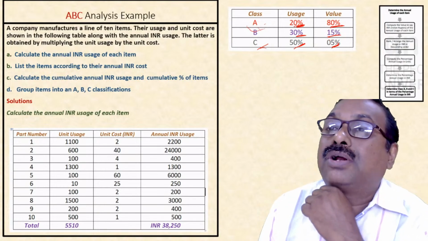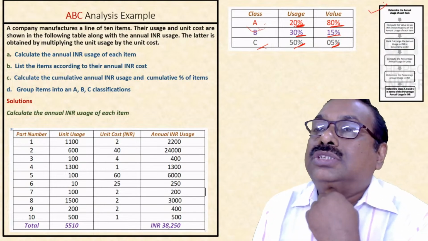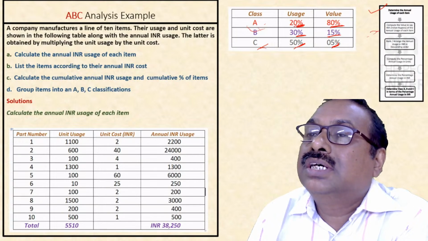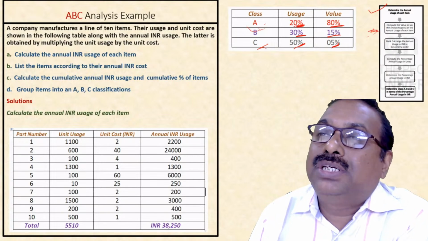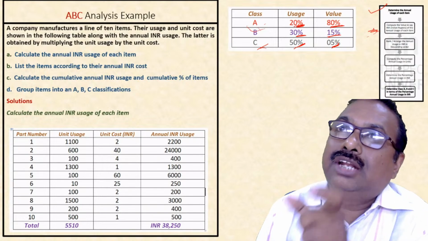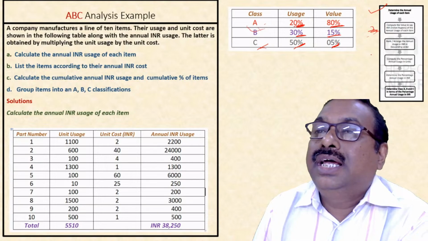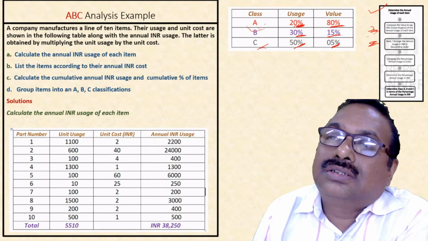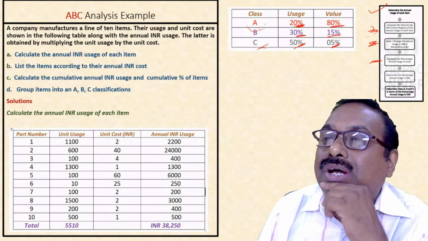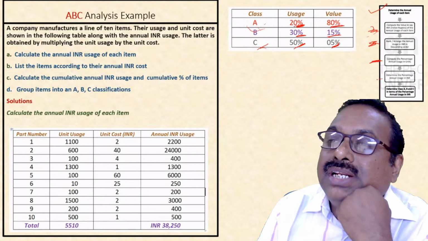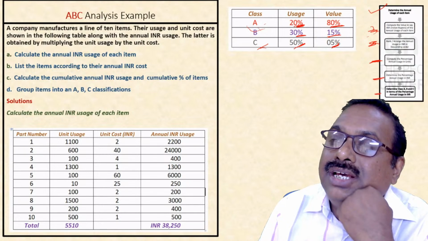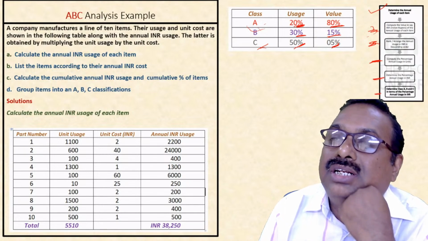So here, this is the procedure. Determine the annual usage of each item. First, compute the value in Indian rupees of the annual usage of each item. Suppose there are 15 items, you calculate the annual consumption. Then arrange the annual consumption in descending order, highest to lowest. Then compute the percentage of annual usage in units. Then determine the percentage of annual usage in rupees. Then determine classes A, B, and C in terms of percentage of annual rupees.